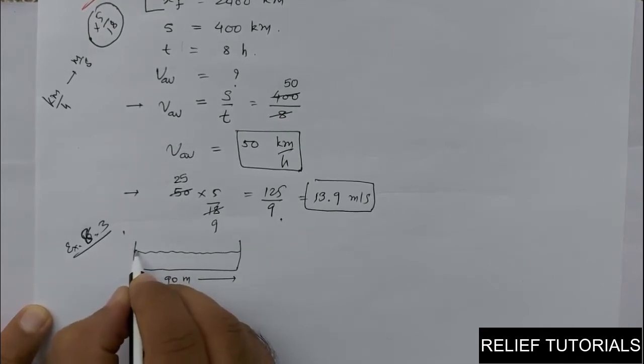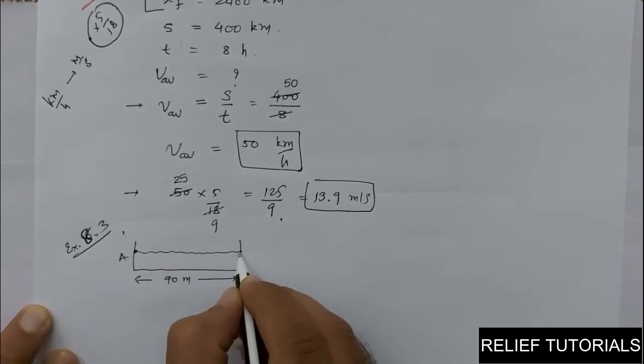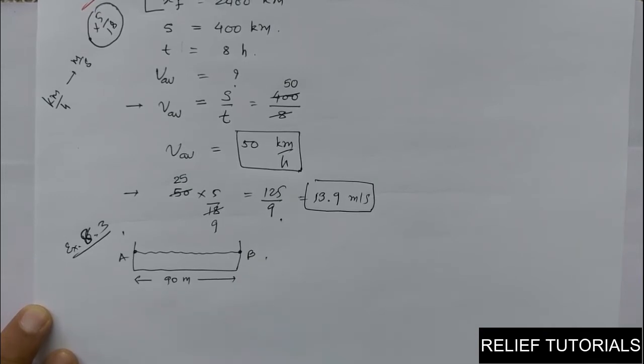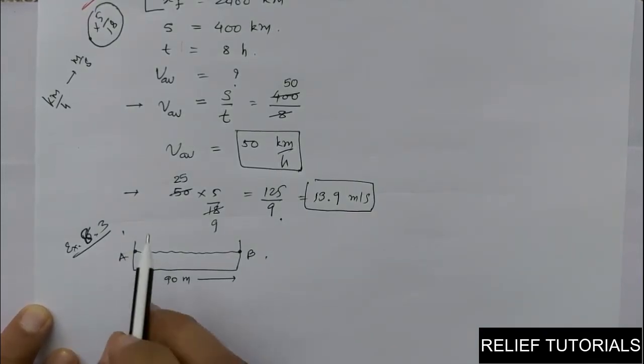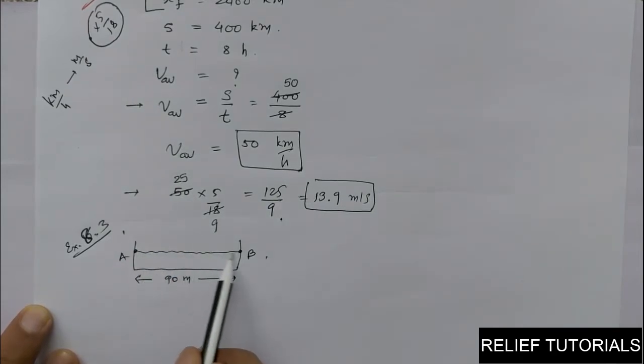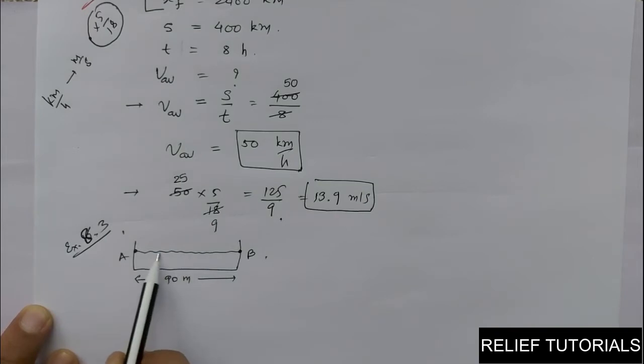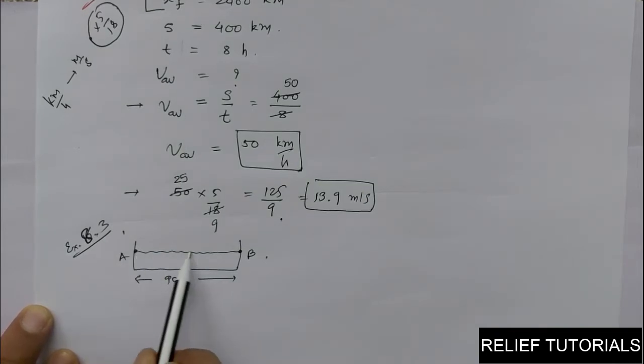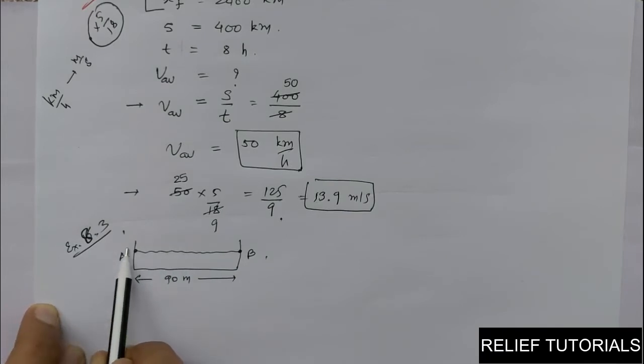So Usha starts swimming from this end A and ends at B. So Usha starts swimming from A. It is given that she covers 180 meter by traveling from A to B and back along the same point A. So 90 meter and another 90 meter. So she travels 180 meter in 1 minute.